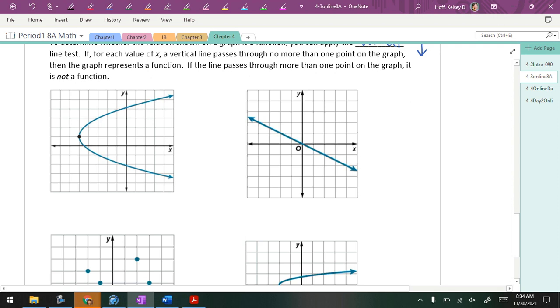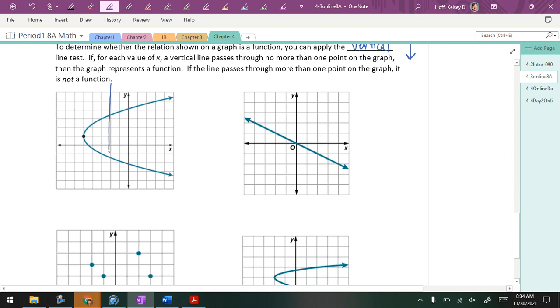Right here, you see it touching the graph twice. If I have this vertical line, it's not going to be perfect here, but I have this vertical line. Ooh, I did a good job right on the ruler. It crosses here and here. Yes, a function. No, not a function. If the line passes through more than 1 point on the graph, it is not a function. Not a function. Go to this one.